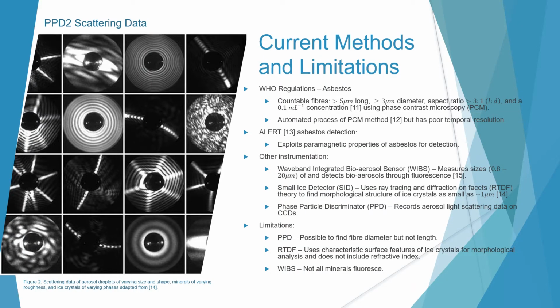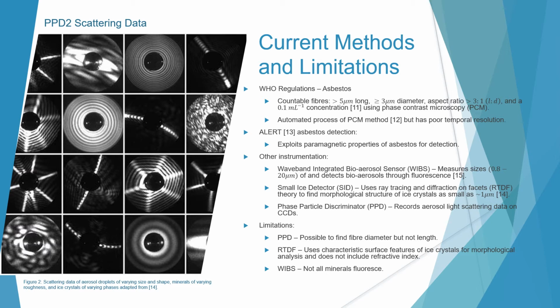Currently, most regulations of fibers are concerned with asbestos, as more research has gone into its effects. To be countable when looking at fibers under a microscope, it must be above a certain size and aspect ratio, and the counting process can take days. More automated attempts have been made, but they're still pretty slow. Other devices exploit different properties of the aerosol to infer detection, such as the Alert asbestos system, which uses the paramagnetic properties of the asbestos for detection.